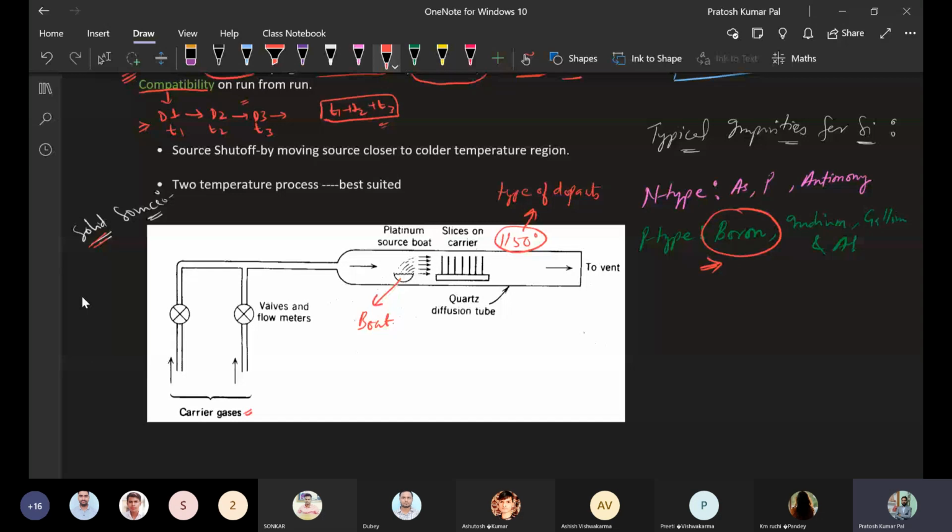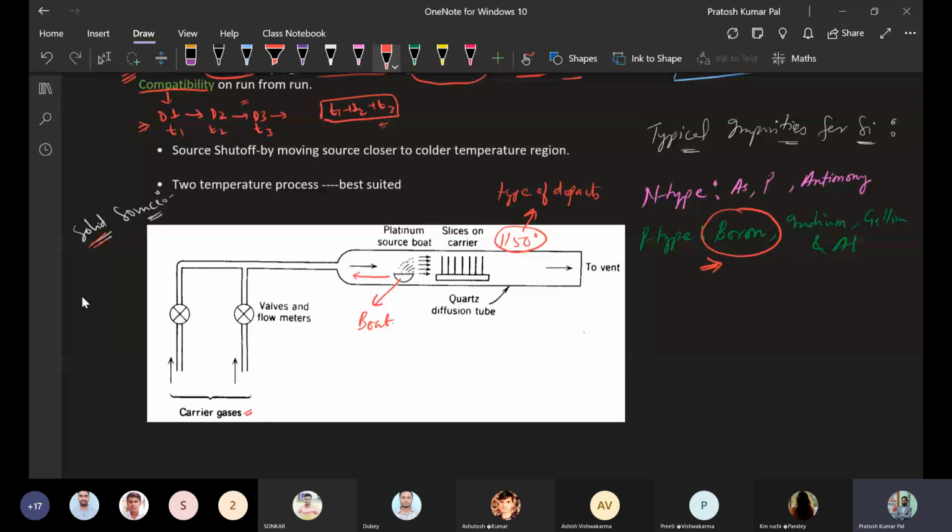If we want to stop the diffusion, what we will do is move this source board to a lower temperature. This is the region of lower temperature. At the other place, the slice of silicon semiconductor is placed, which will be at a high temperature.